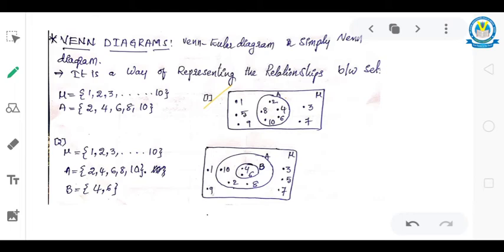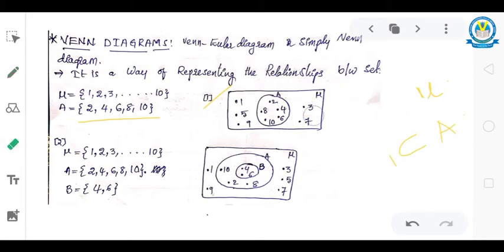Observe the elements of the A set. Students, first observe one thing: when you represent the elements on a Venn diagram, you can put a dot symbol before the element. All the elements of A, 2, 4, 6, 8 and 10, are present in the mu set. So we can represent it as A is a subset of mu. And we already know one thing, that every set is a subset of itself. So A is a subset of A.